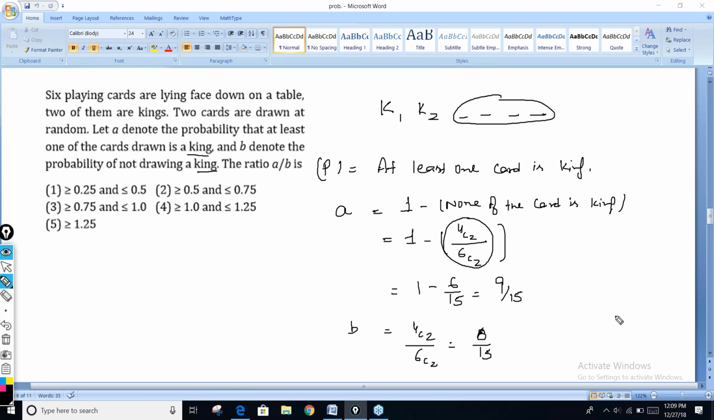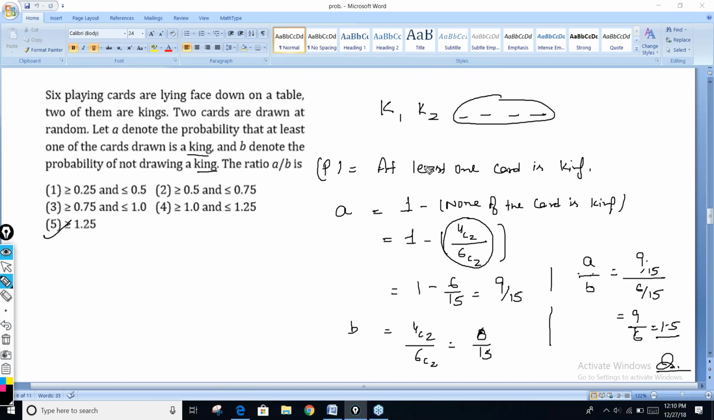So what is the answer? Answer is A by B. What is A by B? A by B is nothing else 9 by 15 upon 6 by 15. Answer comes out to be 9 by 6, which is 1.5. So which option will satisfy? The answer is more than 1.25. That is the answer. So it is simple.